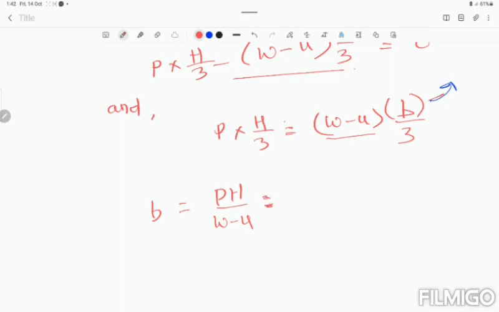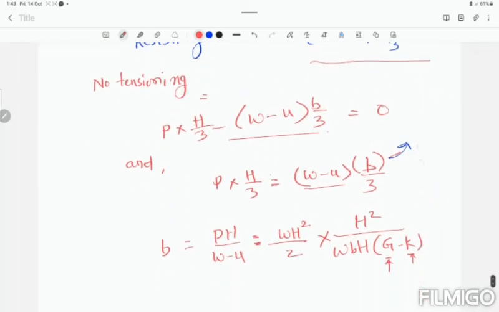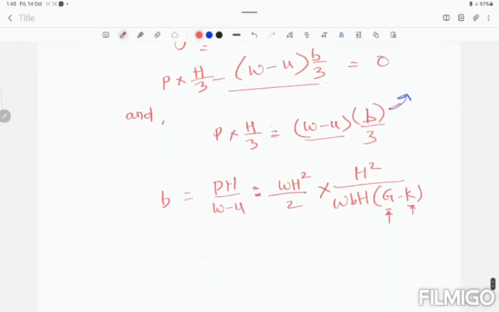It is equal to the notation W H square divided by 2 into H square WBH into G minus K, where K is the permeability of soil and G is the specific gravity of the dam. So this is the condition. We will further subdivide it. We will get H upon under root G minus K, and in this term we will get the value of our B.